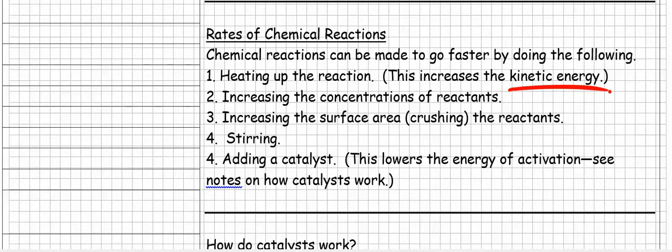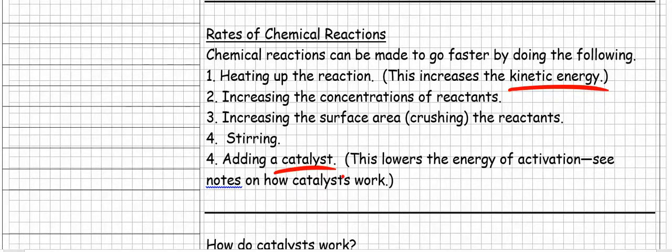Third, increasing the surface area, as in, for example, crushing the reactants. Crushing the reactants would speed up the rate of the reaction. All right. The next is stirring. That's just another way to say agitating the solution. You're increasing the collisions between those particles on the reactant side, and that's going to increase the rate of the reaction. And finally, adding something called a catalyst.